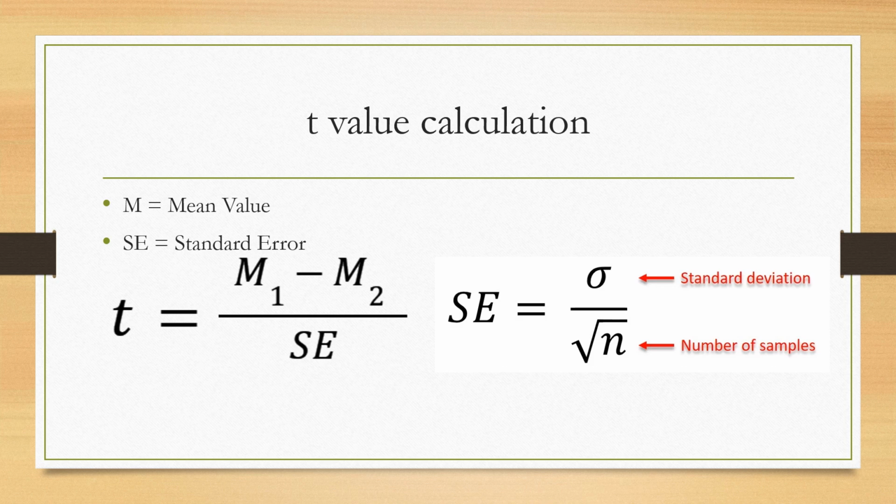Your t-value is calculated by the quotient of the difference of the two means and the standard error. Standard error, then, is calculated by the quotient of the standard deviation and the square root of the number of samples.